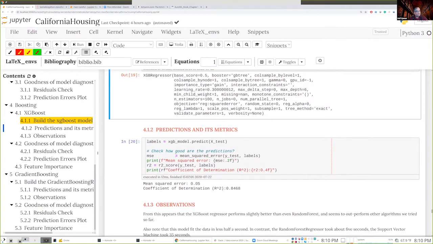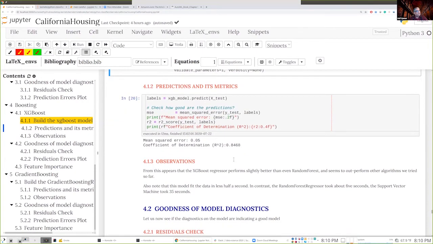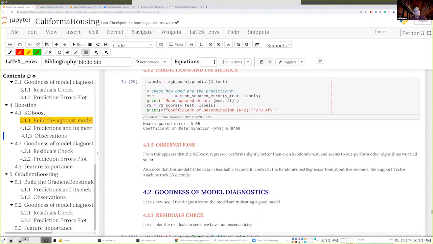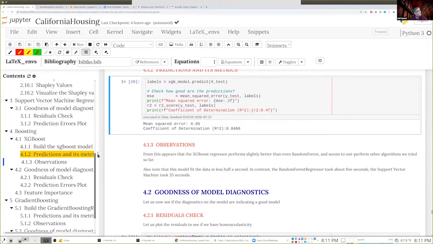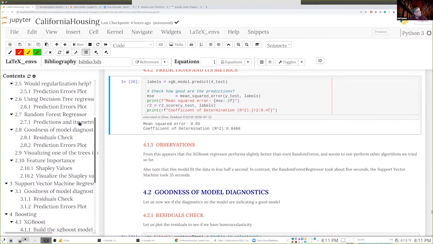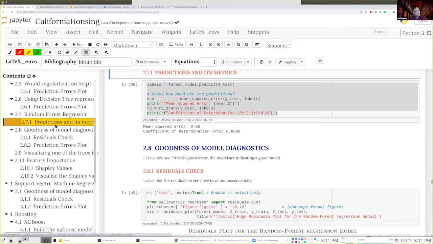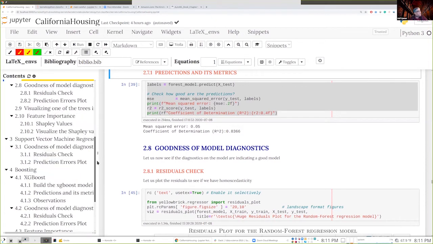But when it comes to predictions and everything, good. You notice that it gets 84.68% as the coefficient of determination, the R squared. How does that compare, let us say, to random forest? Let's go and see what happened in the random forest. Random forest was 83.66 and mean squared error was 0.05. And what do we have here?